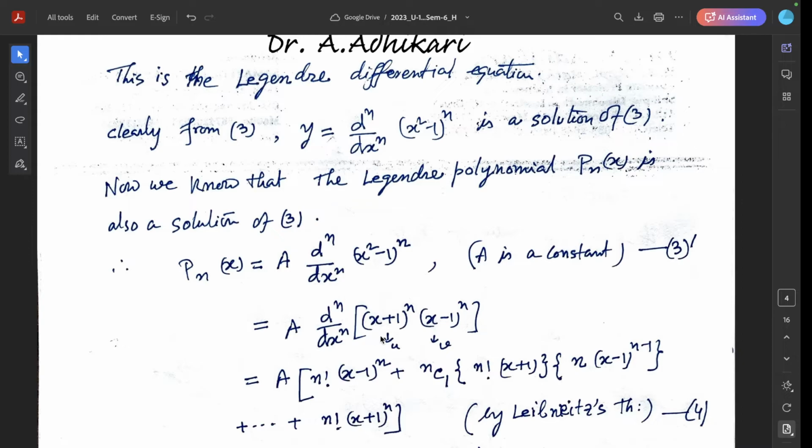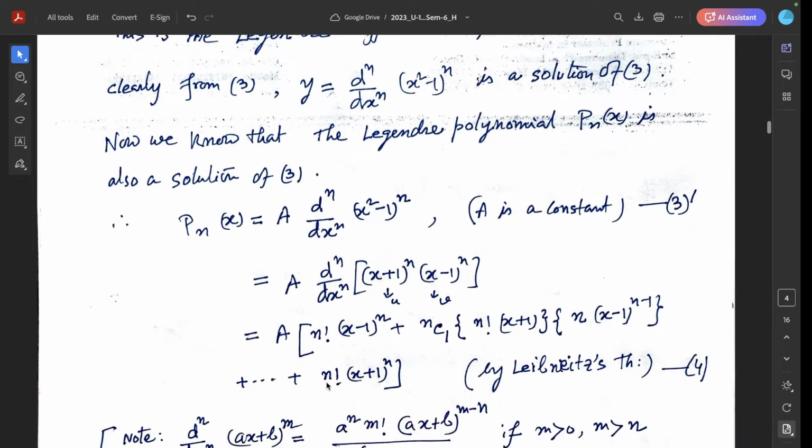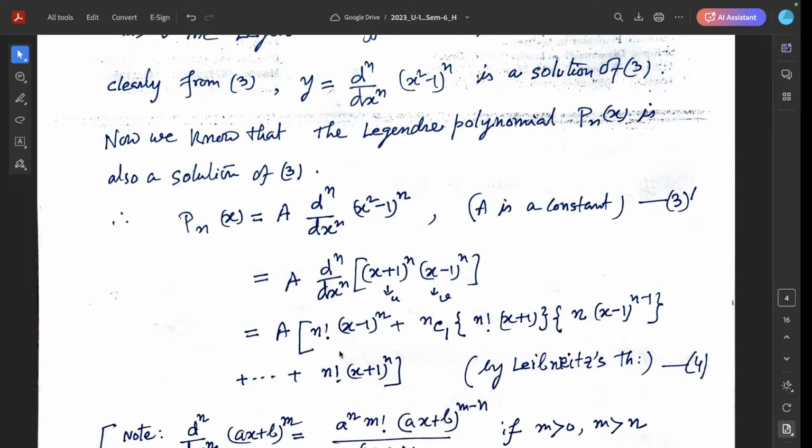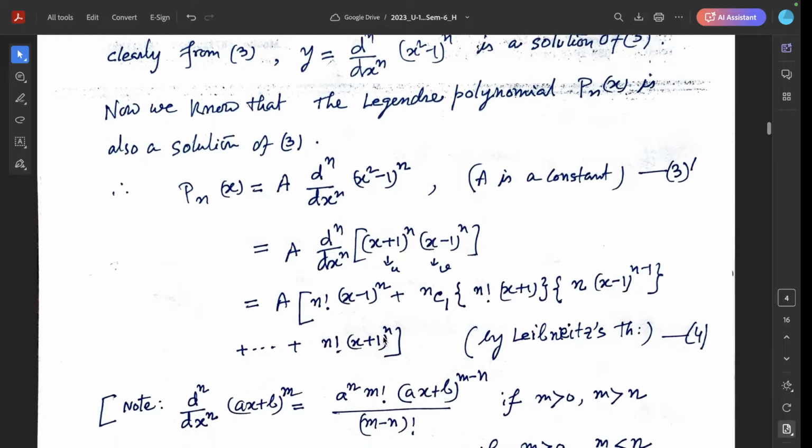So this x square minus 1 is (x plus 1) into (x minus 1). Take this as u and this as v. And by Leibniz theorem, we write this as: factorial n (x minus 1) to the power n, plus nC1 (factorial n (x plus 1)) into n (x minus 1) to the power n minus 1, plus and so on, plus factorial n (x plus 1) to the power n.